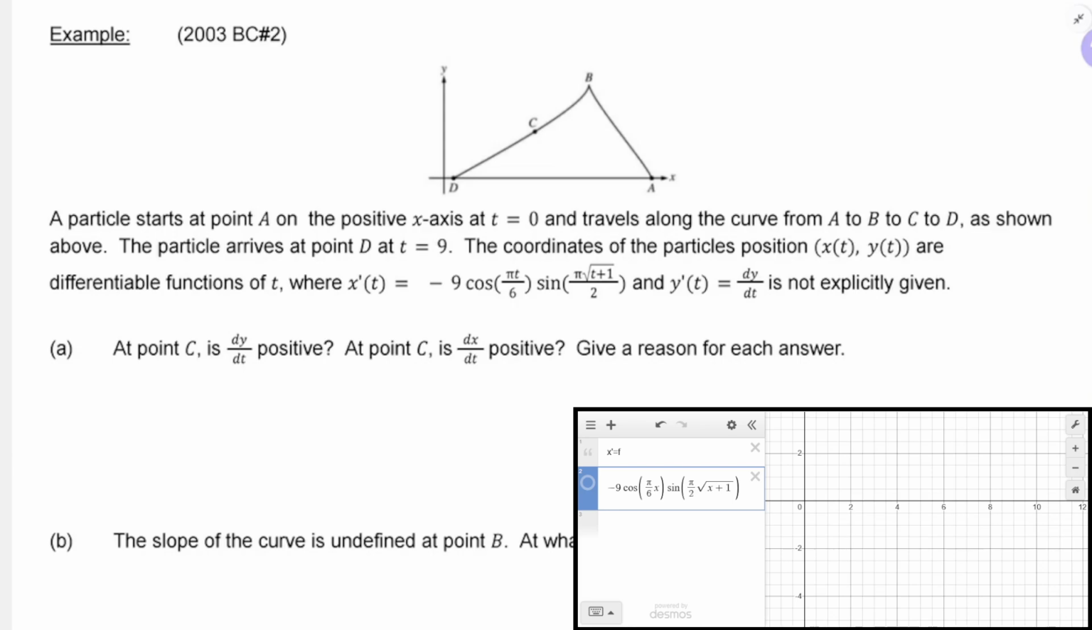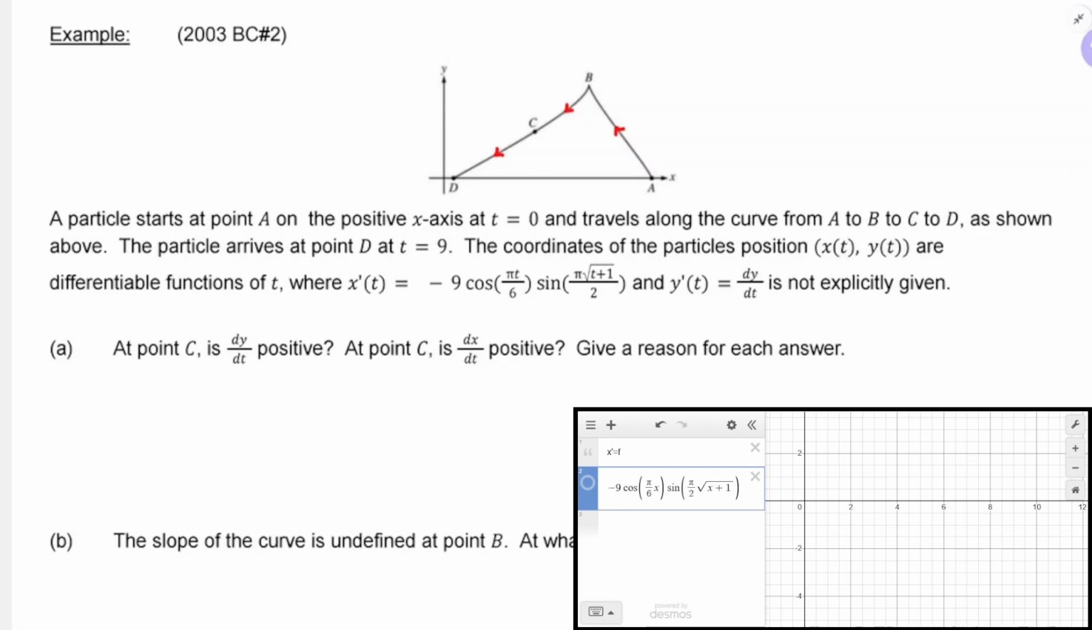All right, now the last example I've got for you is an interesting one from 2003. This is definitely the most unique of all the parametric equation free responses I have seen. Most of them are super standard. But this one, the particle starts at point A on the positive x-axis, and that's t equals 0, and goes from A to B to point C and then point D, and it arrives at point D at t equals 9. That's like the end of our situation here.